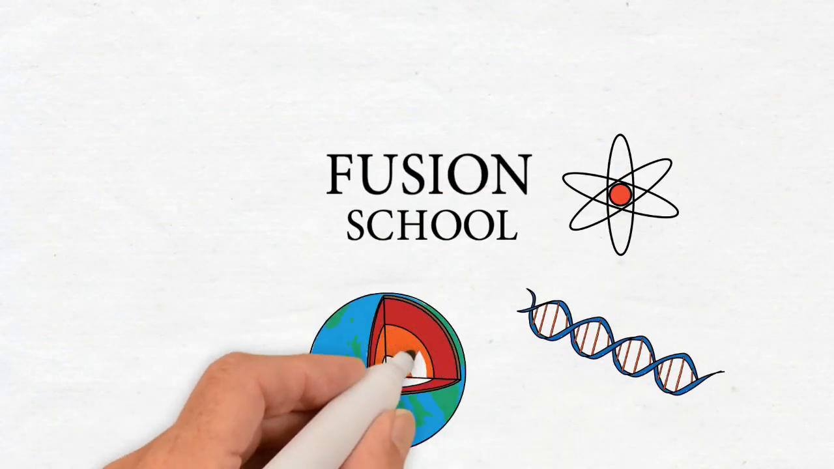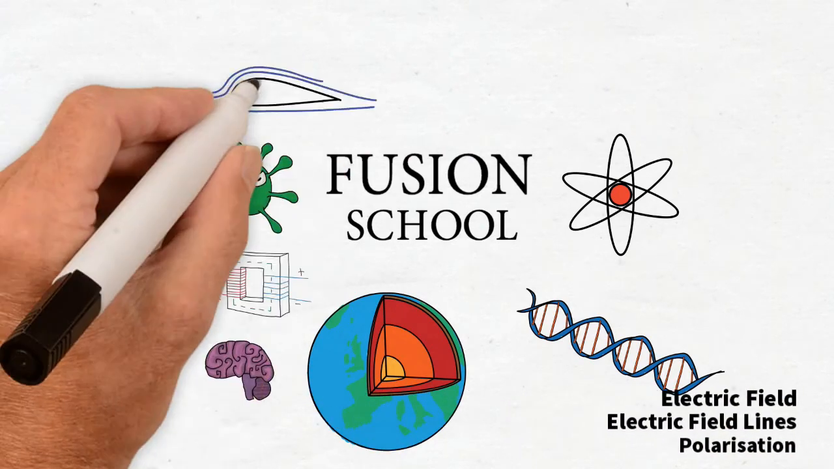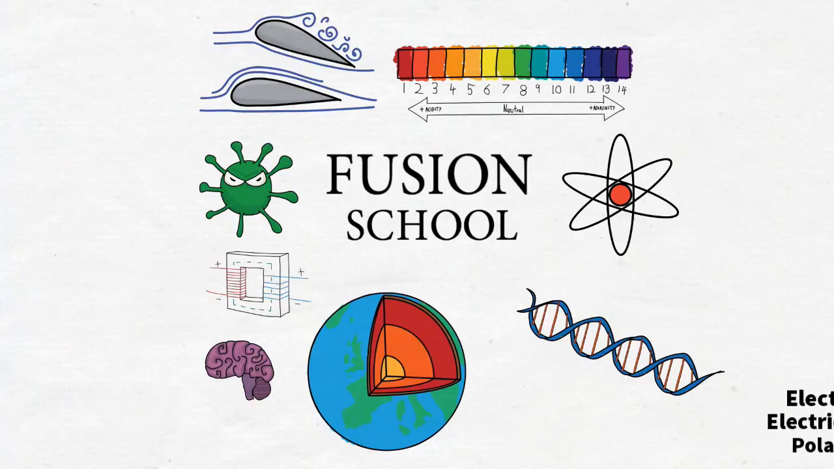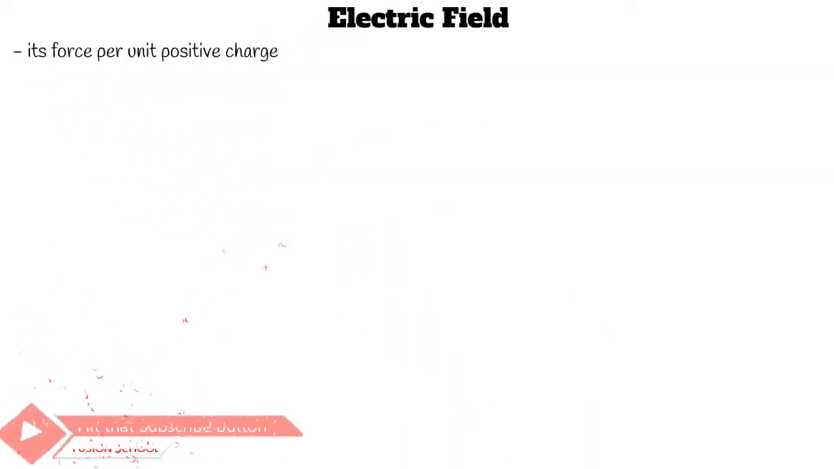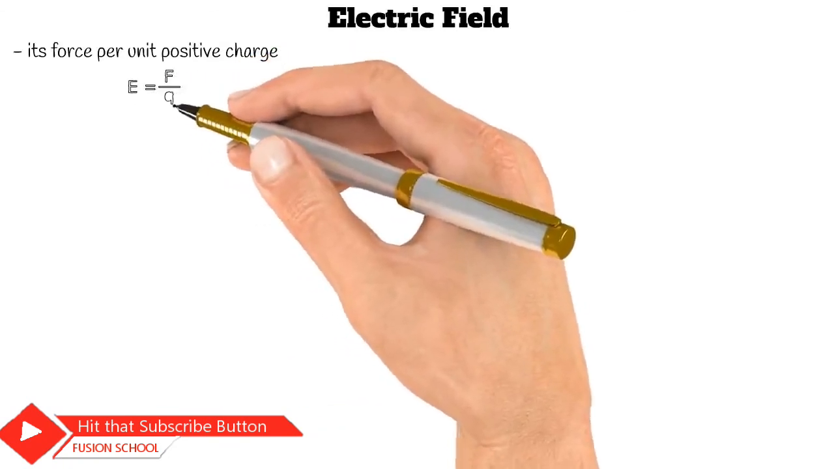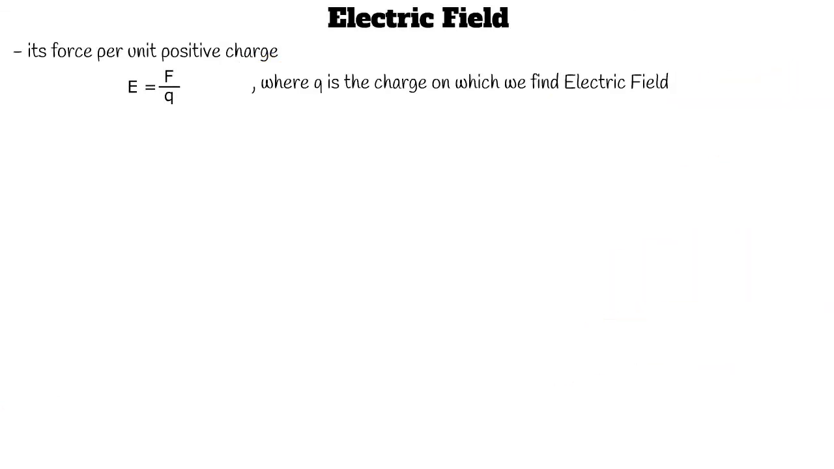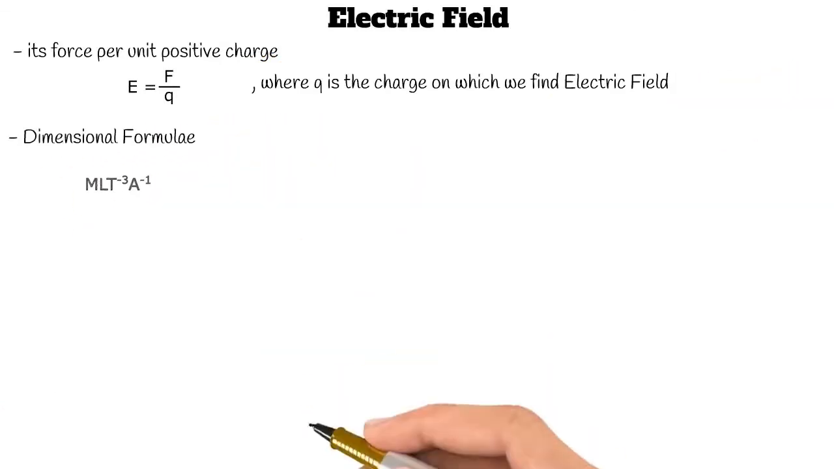Topics covered in this video are electric field lines and polarization. Let's start with electric field. Force per unit positive charge is called electric field. Electric field equals force upon small q charge, where small q is the charge on which we find electric field. The dimensional formula of electric field is M L T^-3 A^-1.